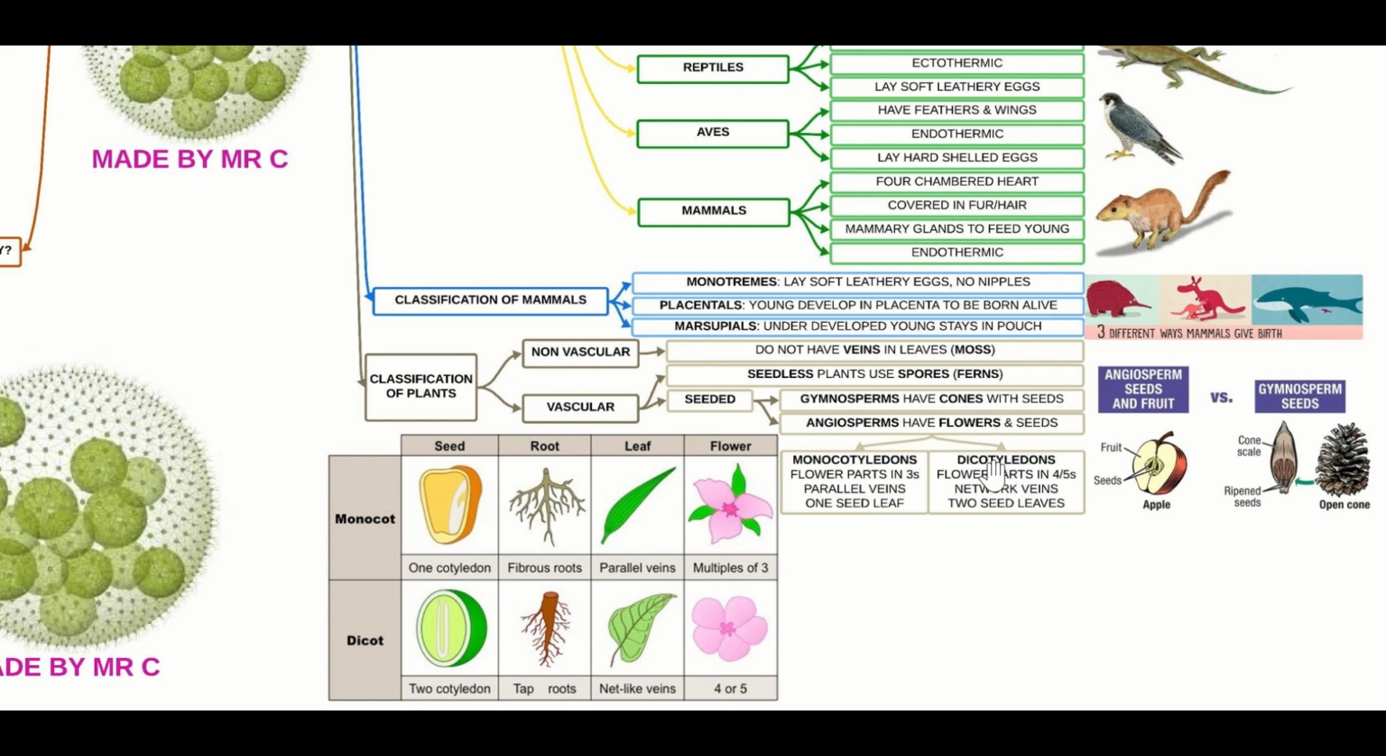Dicotyledons, on the other hand, the word dicotyledon means two seed leaves. So when it germinates, two leaves come out. Its flower parts are in fours and fives, and it has network veins in its leaves.